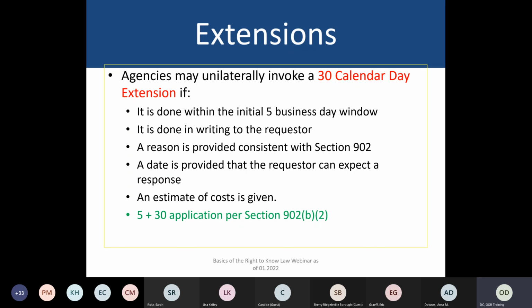Now, if you have a valid reason for doing so because of your workload or whatever, I understand that. But please don't just develop an automatic policy that we're taking the 30 calendar days if you don't need to do that.